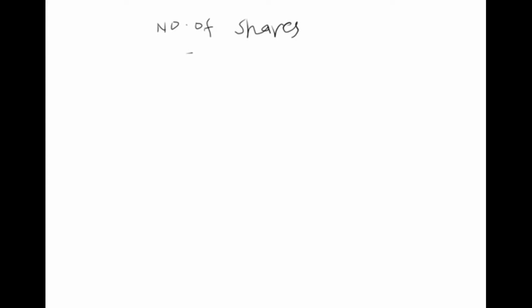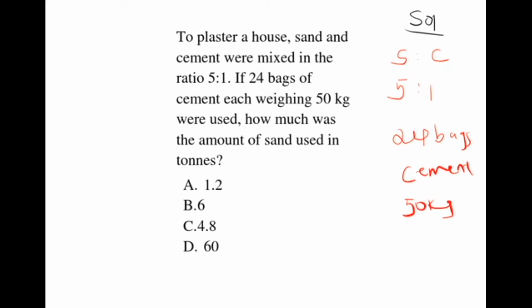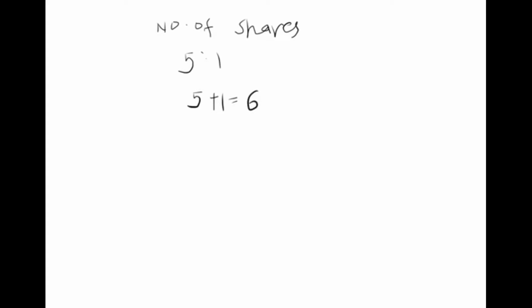we have the ratio 5:1. Therefore, the number of shares here will be 5 plus 1, which is 6. Then, from there, the number of bags which hold sand is 5/6. Therefore, we shall have, this is sand, this is cement. Therefore, 5/6, this is sand.